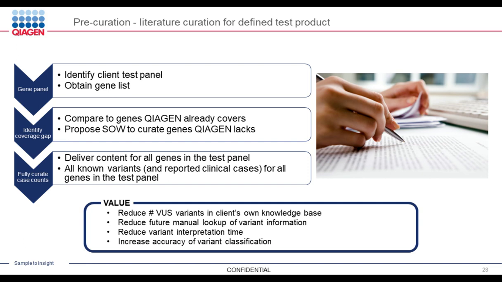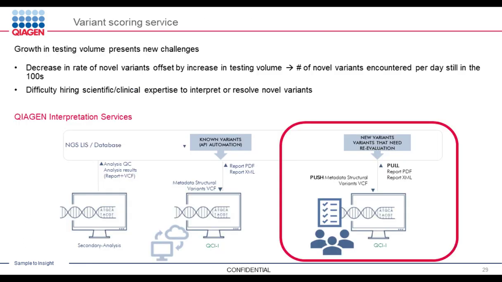And so the value for that is by using us to pre-curate, we can reduce the number of VUS variants in your own knowledge base, reduce the future manual lookup of such variants, reduce the interpretation time, as well as increase the accuracy of variant classifications.